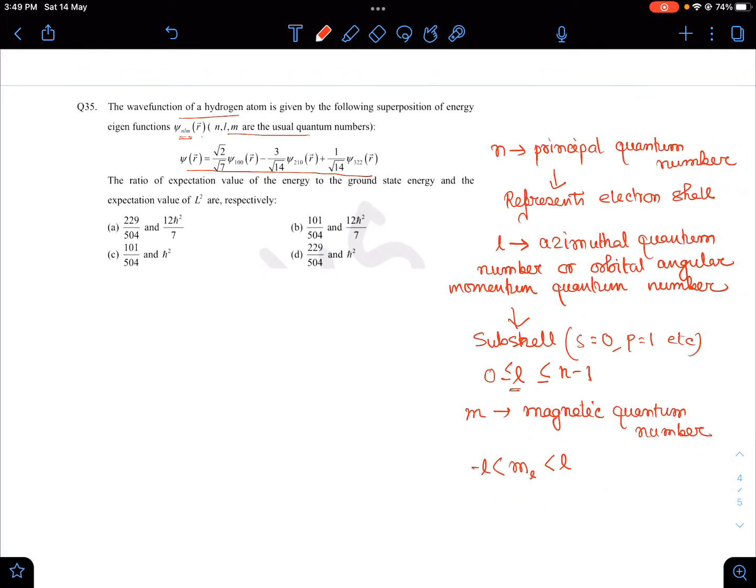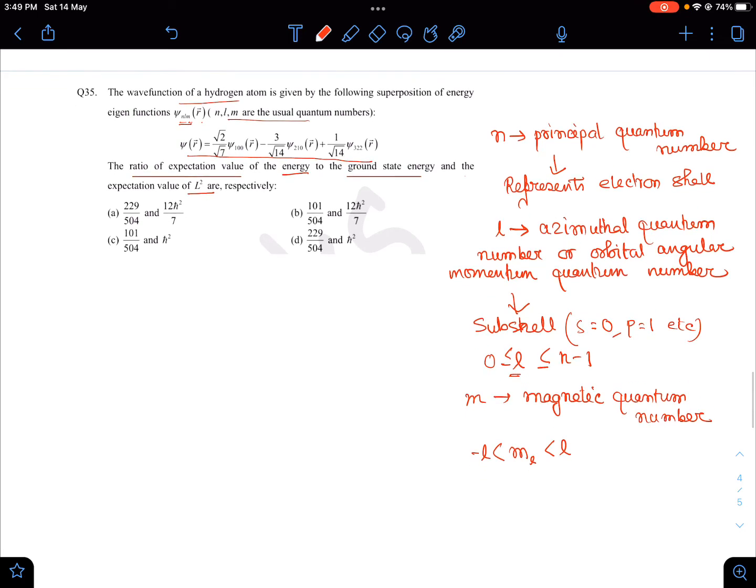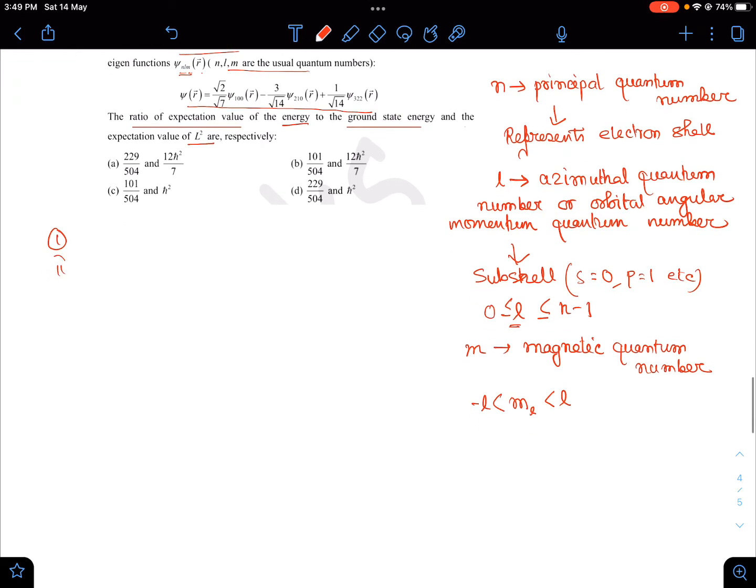So what do we have to find? We have to find the ratio of the expectation value of the energy to the ground state energy, and the expectation value of L square. So we have to find two things. First, the ratio of the expectation value of energy to the ground state energy, and second, the expectation value of L square.